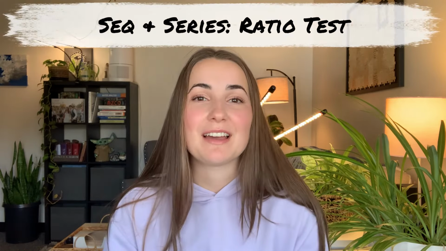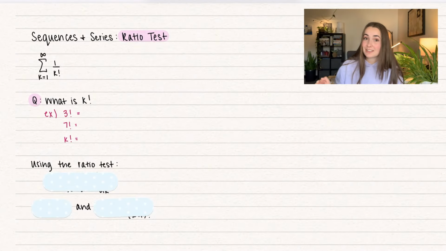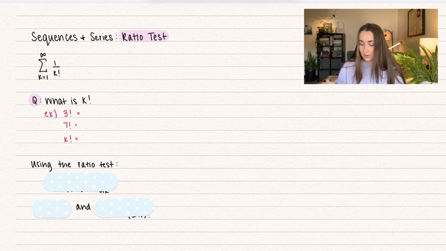Today we're working in our sequences and series, so we're going to be talking about the ratio test. Let's go ahead and dive into it. Naturally, we're going to start off with an infinite series here. So we have the summation k equals 1 to infinity of 1 over k factorial. The reason I introduce this first is because we often have factorials for the ratio test.